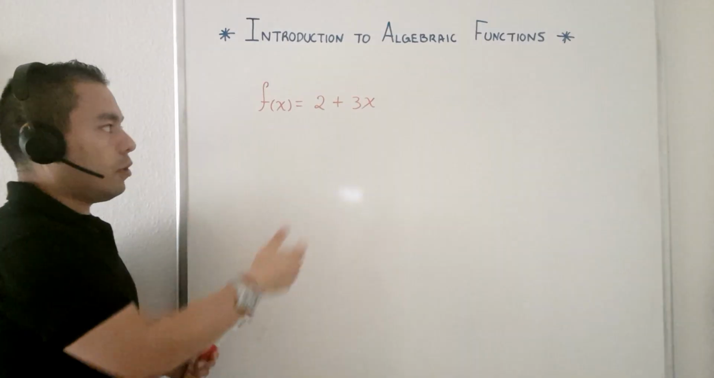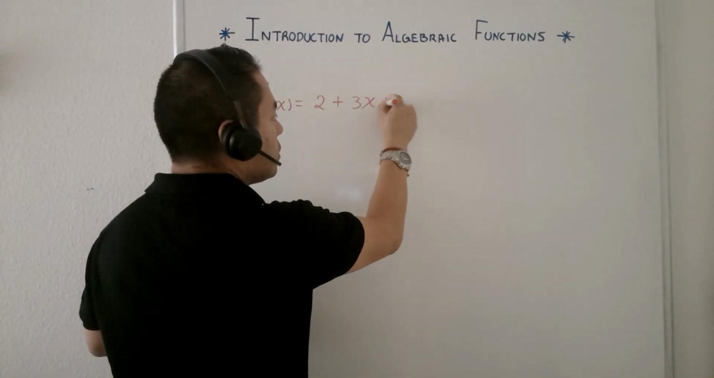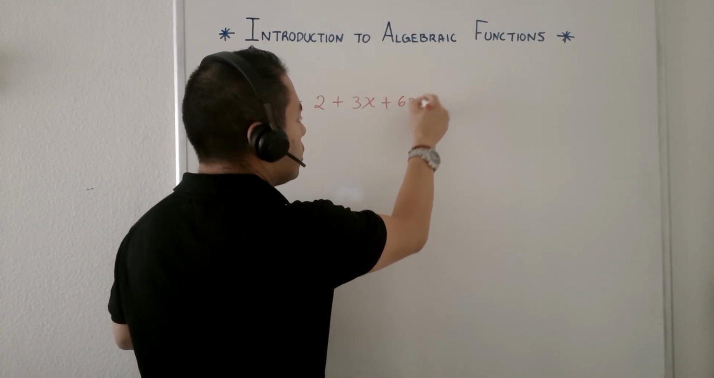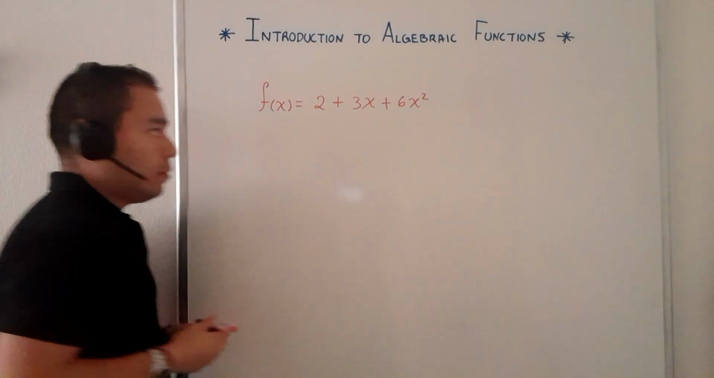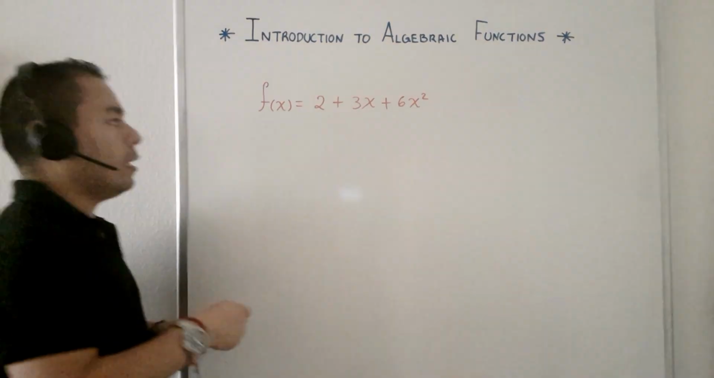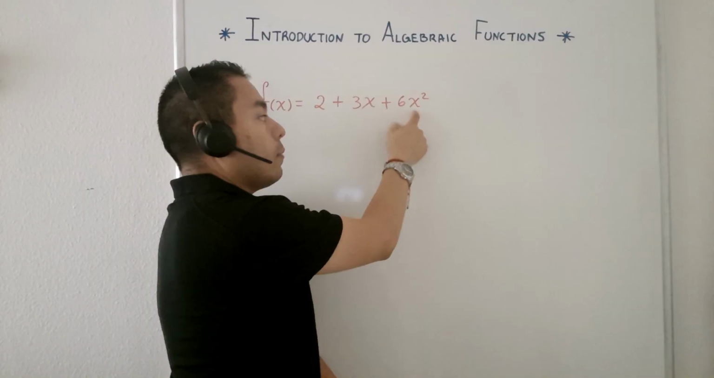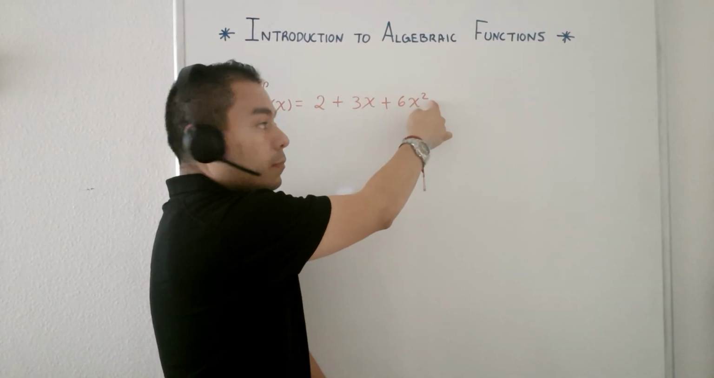We can increase the number of terms as much as we want. For example, I can say, I don't know, 6x squared. Now we have a third term that is also using the same variable x in this case, but the power of this variable is different. Now we have a 2 here, if you observe.